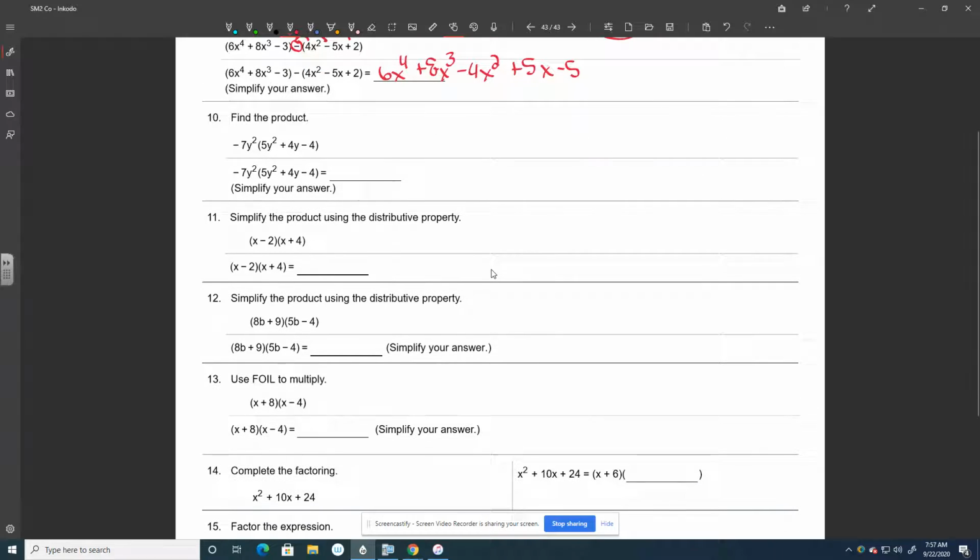Okay, number 10, finding the product. This is just like in 7th grade when you had something like 3 with a parenthesis x minus 4 on the inside.